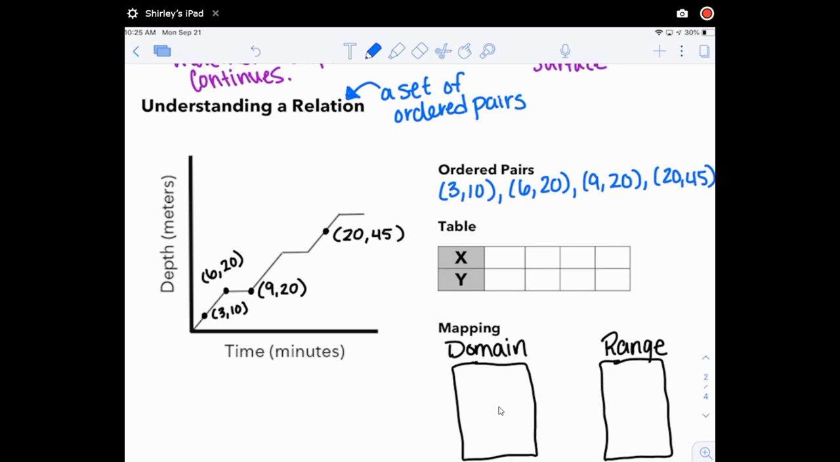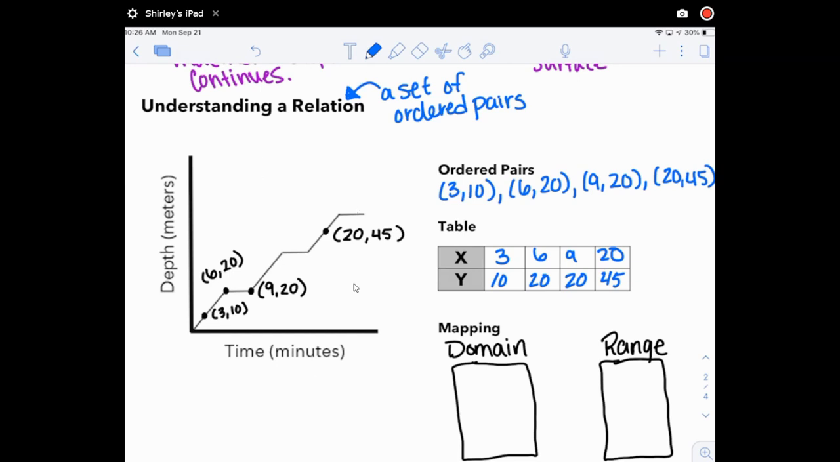You could also show a table. A table would just be listing your x and y coordinates separately. So my x coordinates, again, I am at 3 minutes, and then I'm at 6 minutes, 9 minutes, and 20 minutes. I'm sorry, minutes. Your x is your minutes. Talking about your depth, now I'm going to list out the y coordinates. So I went from 10 meters to 20 meters to 20 meters, and then at 45.